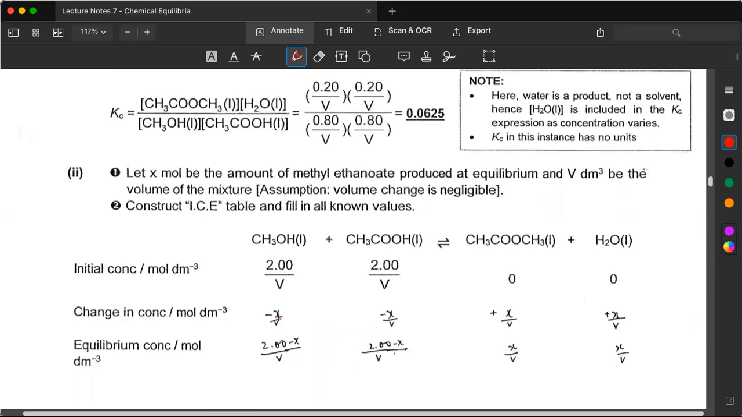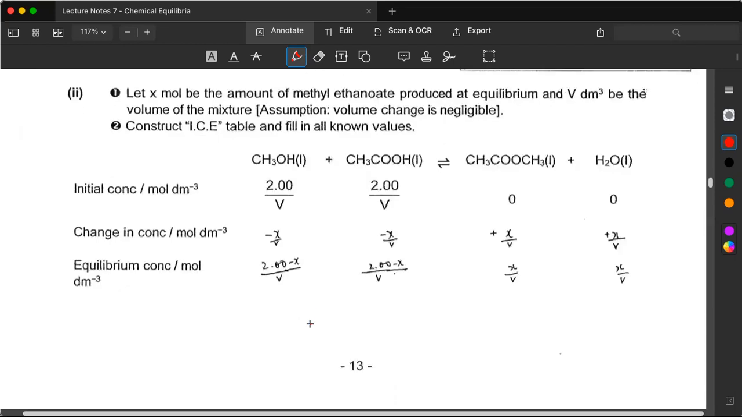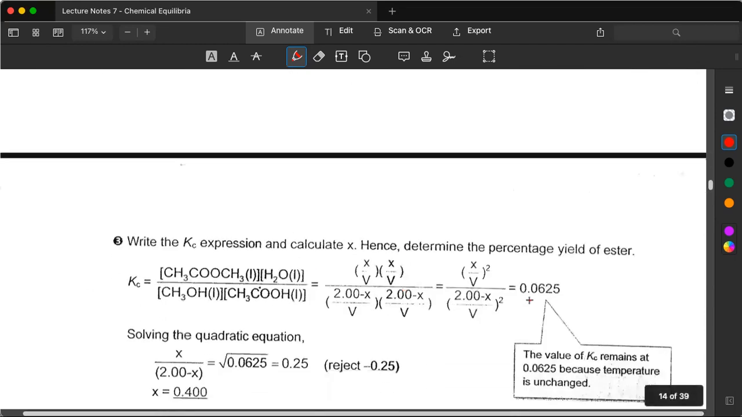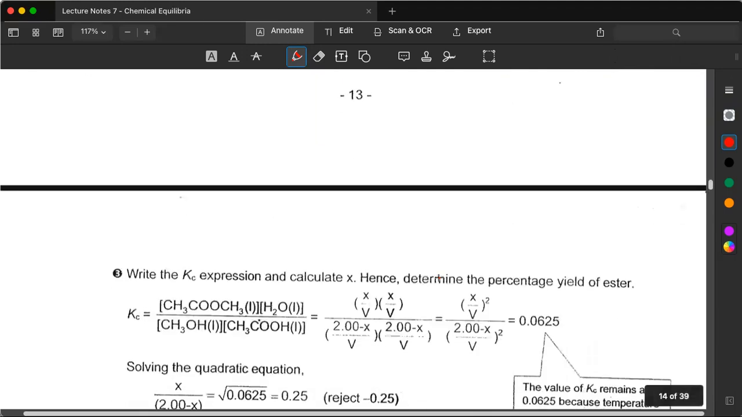But you don't know how much it actually lost or how much is gained. So here you put X as the unknown, the amount of mole that methanol lost, which is equivalent to the ethanoic acid, and it's the same as the methyl ethanoate and water. Then you just write down using ICE method. ICE method is really very powerful. Then you know that this is equivalent to 0.0625. So if your previous answer is wrong, then forget it, it will be wrong.